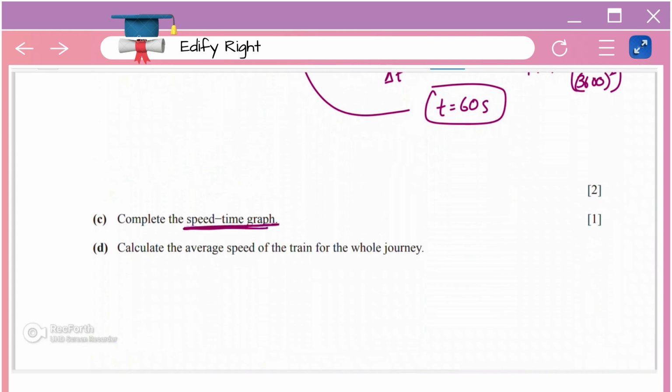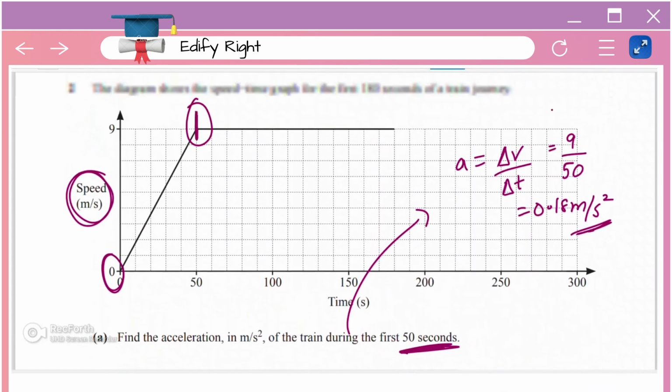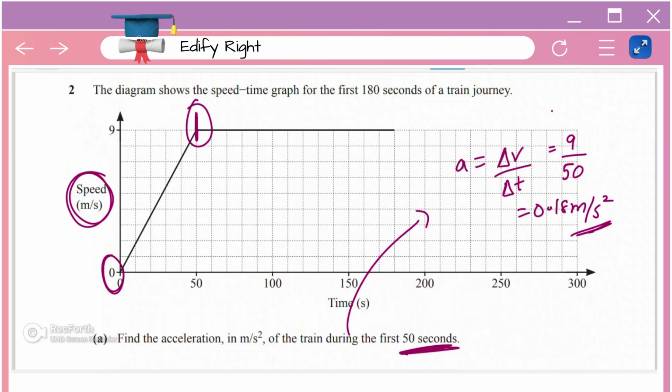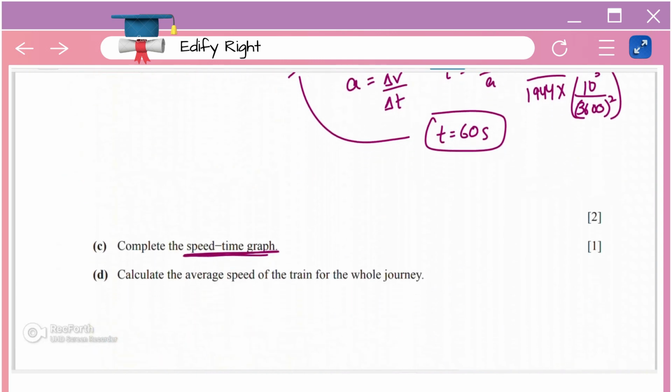Next, complete the speed time graph. So as we can see, the time here is still 160, 170, 180. So they've given us until 180 the speed to be 9, but we've just seen that there is a deceleration for the next 60 seconds. So 1, 2, 3, 4, 5, 6. So this is my next 60 seconds. There's a deceleration. So of course there's going to be a line with a downward slope like this. This is the deceleration. That's it.